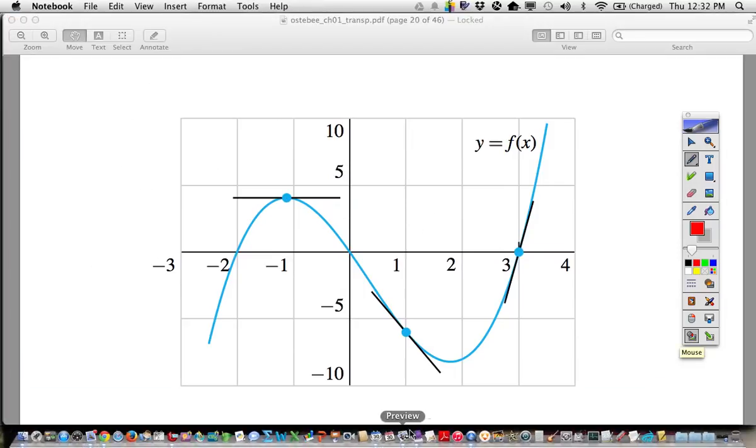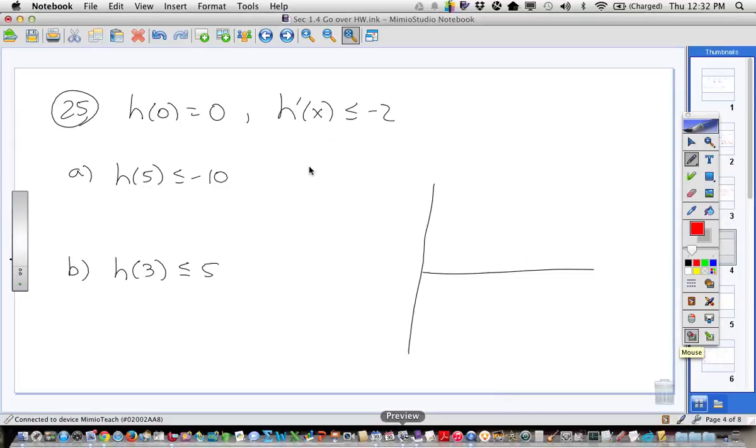So let's go on to number 25, the speed limit law. Now, here's the information on number 25. They're asking if this is a true statement, or they're saying you should show that this is true. Well, let's talk about this. So what does this say to you when you see h of 0 equals 0?